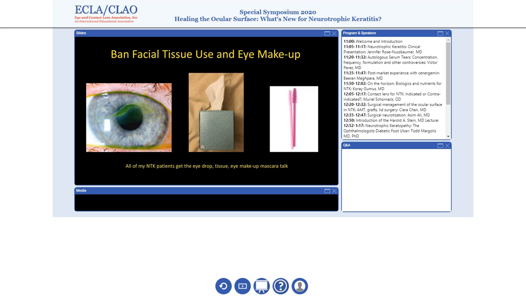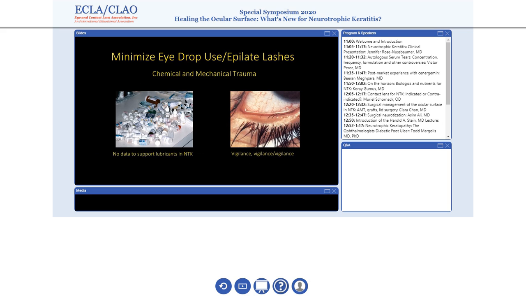The other thing is I ban facial tissue and eye makeup from these patients. All my neurotrophic keratopathy patients get what my residents and fellows call the eye drop, Kleenex tissue, and mascara talk, because prevention is the big issue here. We need to prevent this. I minimize eye drop use and epilate lashes. That's the chemical and mechanical trauma of all this. Vigilance on the lashes. One lash will destroy it.